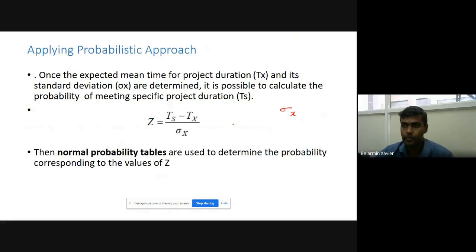Okay, so Z is equal to Ts minus Tx divided by sigma x. So the normal probability tables are used to determine the probability corresponding to the value of Z.